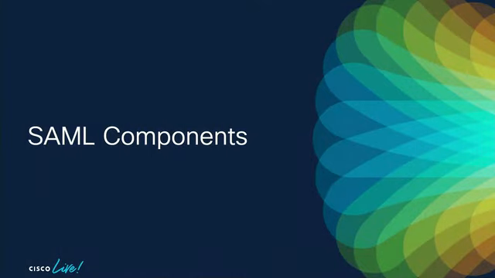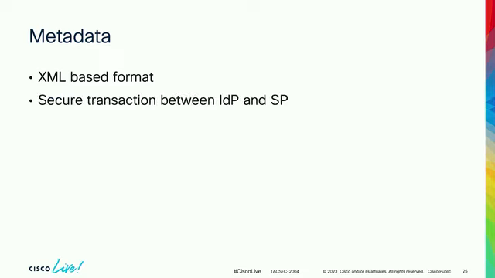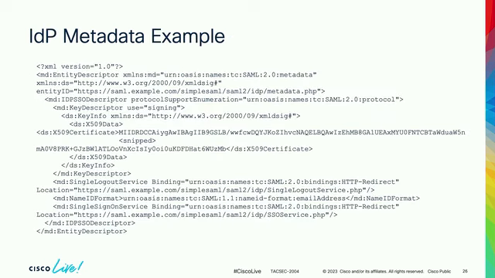Okay, now that we have reviewed the communication flow, we'll need to understand the SAML components. What is needed in order to form this SAML authentication? SAML is an XML-based framework, and it uses metadata. This will ensure a secure transaction between the identity provider and the service provider, and it will negotiate the agreements between these security domains.